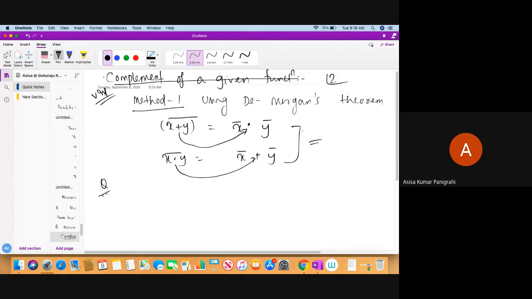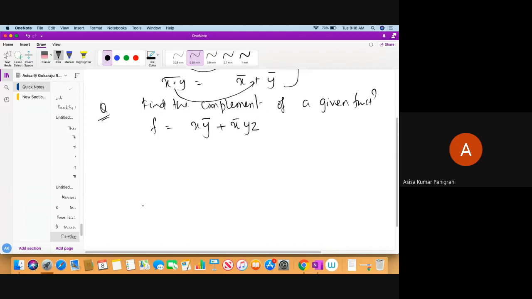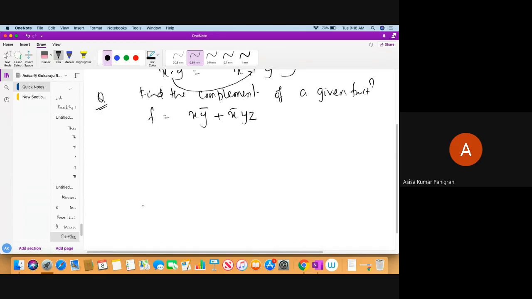So now the question is, find the complement. Very important, if you are not understanding, ask me immediately. Just unmute and ask me. Find the complement of a given function F is x y bar or x bar y z. So you have to find out the complement of that function, F is x y bar or x bar y z. F is given to you, you need to find out what is F bar. Am I correct, students?